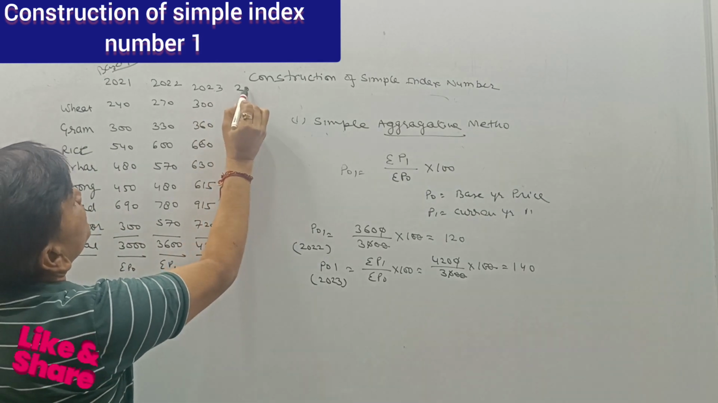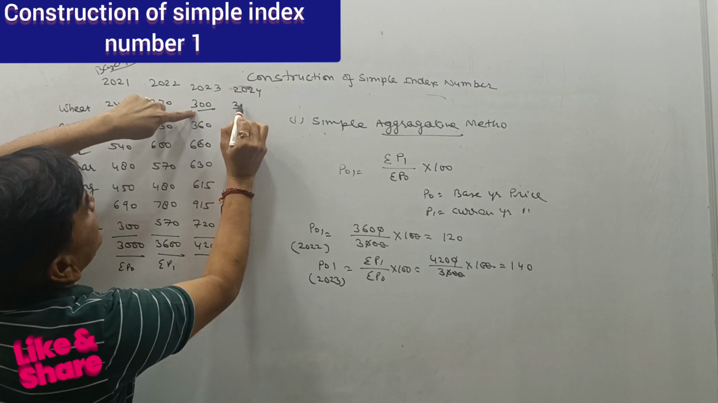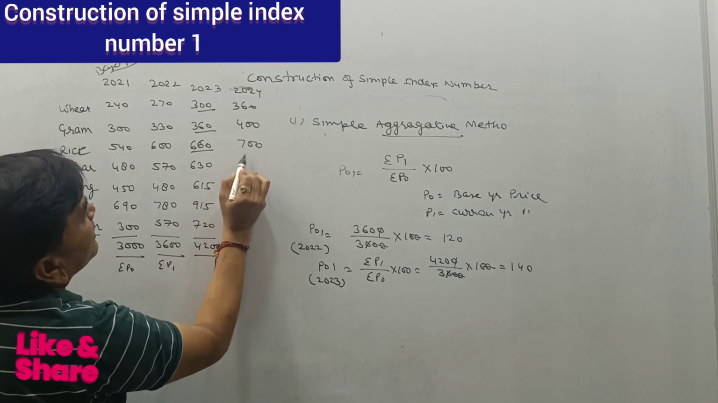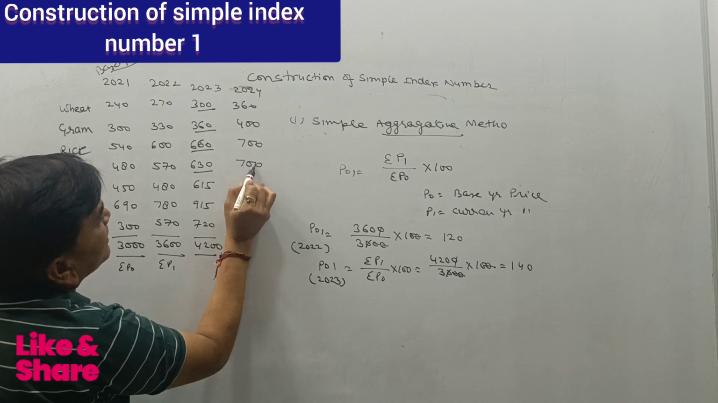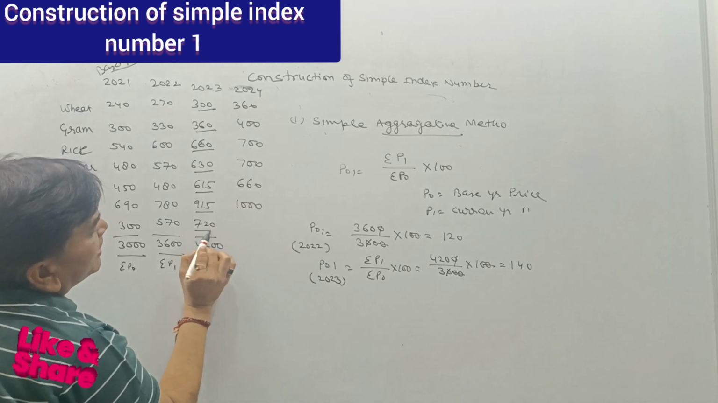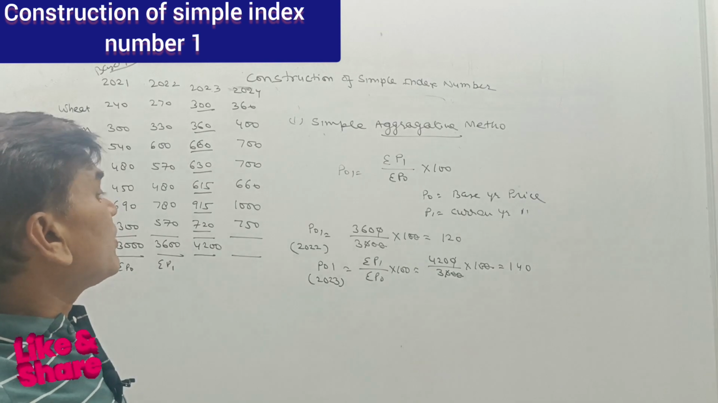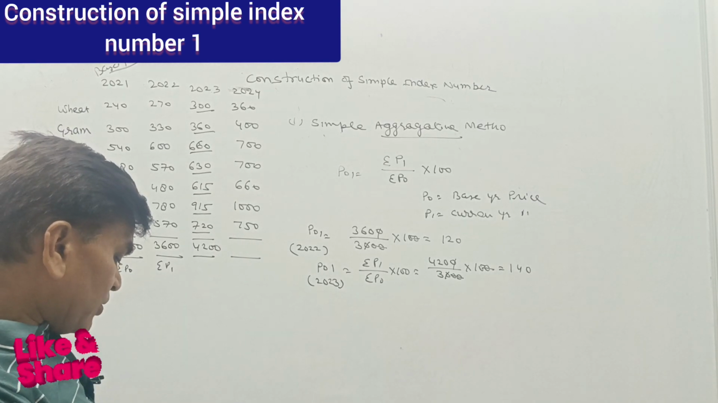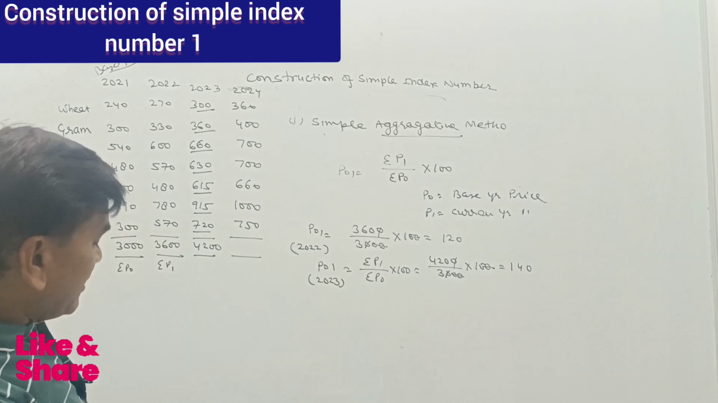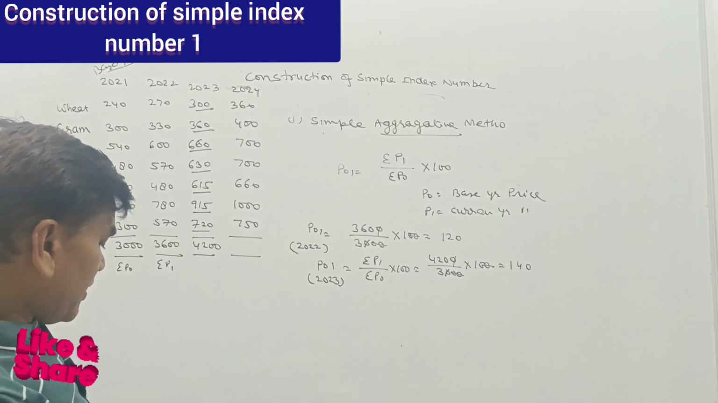Suppose in 2024, the prices increase to 360, 400, 700, 700, 660, 1000, and 750. So for 2024, what will be the price index? Firstly, we get the total: 360 plus 400 plus 700 plus 700 plus 660 plus 1000 plus 750. So we have 4570.